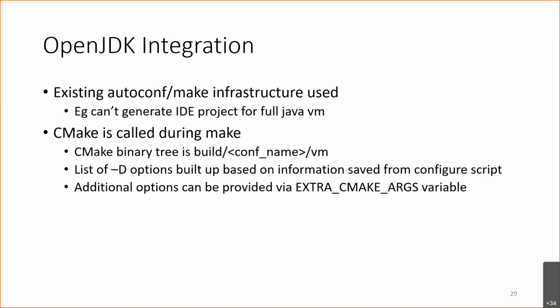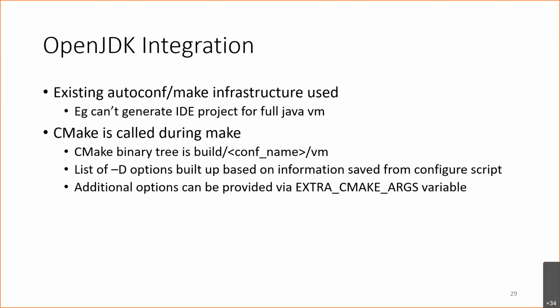The way this is done is in the OpenJDK extensions make file, where we simply call CMake during the make process, and then later on call make into the generated make files. Of note, the CMake binary directory will be in build/configuration name/VM. So you can poke that for building specific parts of the VM that you want to rebuild, or looking at the cache file, finding whatever object files that you needed to for whatever reason.